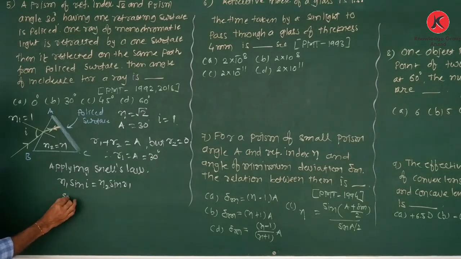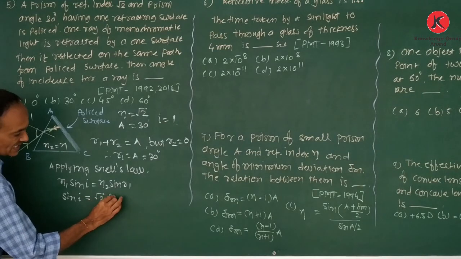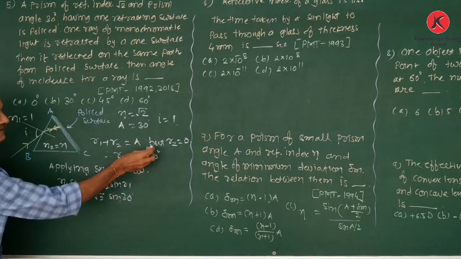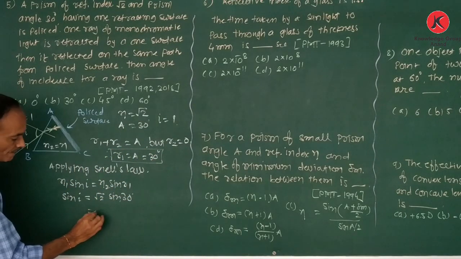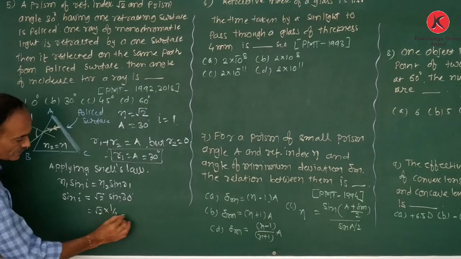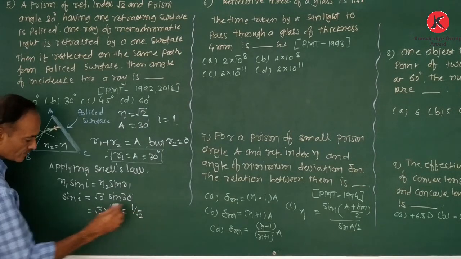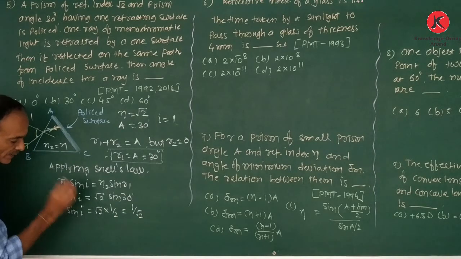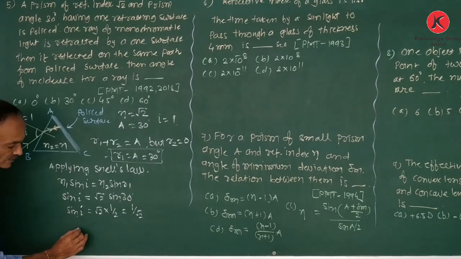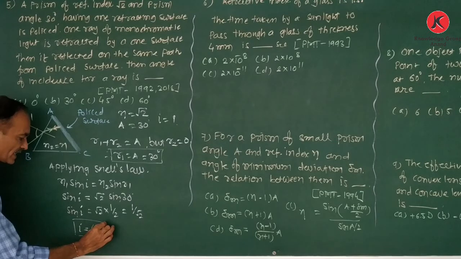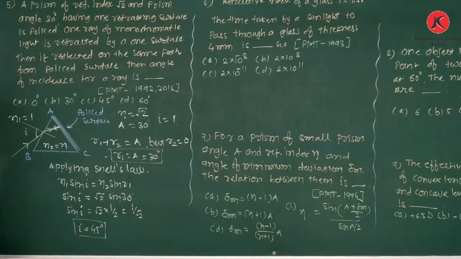N1 is 1, therefore sine I is equal to n2, root 2, sine 30, because I1 is 30. Sine 30 is 1 by 2, so root 2 into 1 by 2, that means 1 upon root 2. Sine I is equal to 1 upon root 2. For 45 degrees, its sine value is 1 upon root 2. Therefore, I is equal to 45 degrees. Therefore, the angle of incidence is 45.